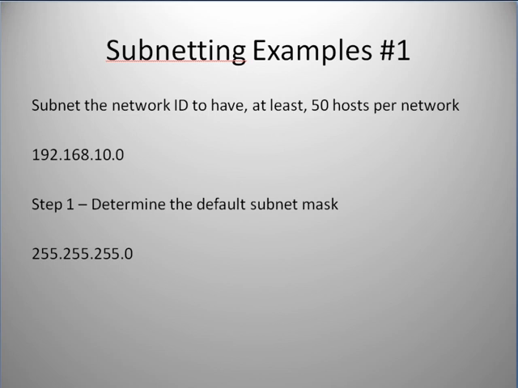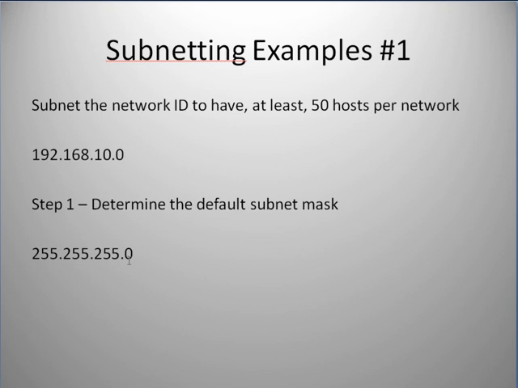Now, quickly out of the way, let's take a look at a specific example and jump right into things. Say that I have a subnet and I want to have at least 50 hosts per network, and the network ID that I'm starting with here is 192.168.10.0. Again, the first thing we need to know, because we're subnetting, is what the default subnet mask is. Being that 192 is a class C address space, my default subnet mask is going to be 255.255.255.0. So this is going to be my starting point.